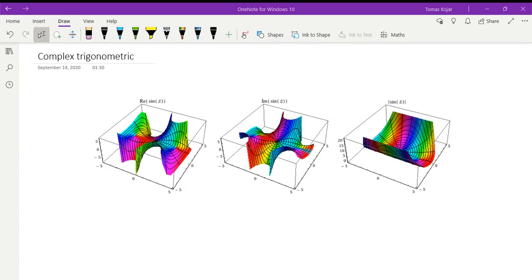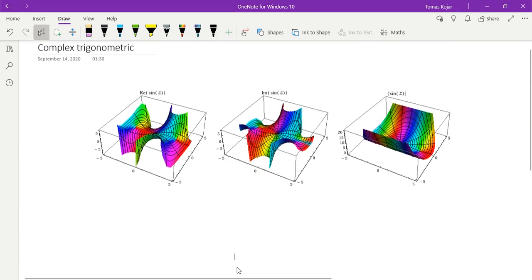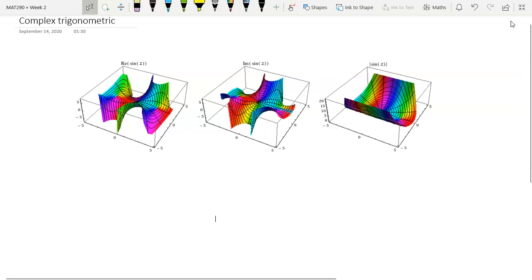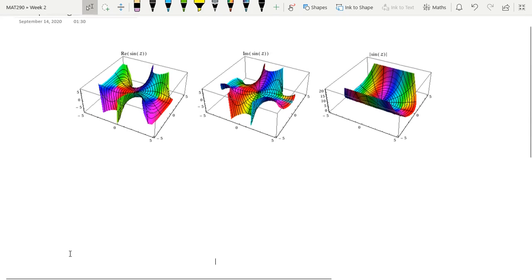Okay, so finally we will talk about trigonometric. These are the graphs for the real part, imaginary part, and modulus. So we'll come back to this.